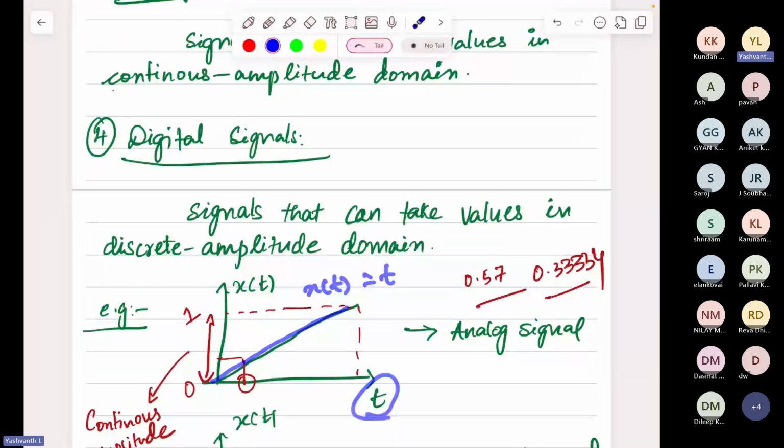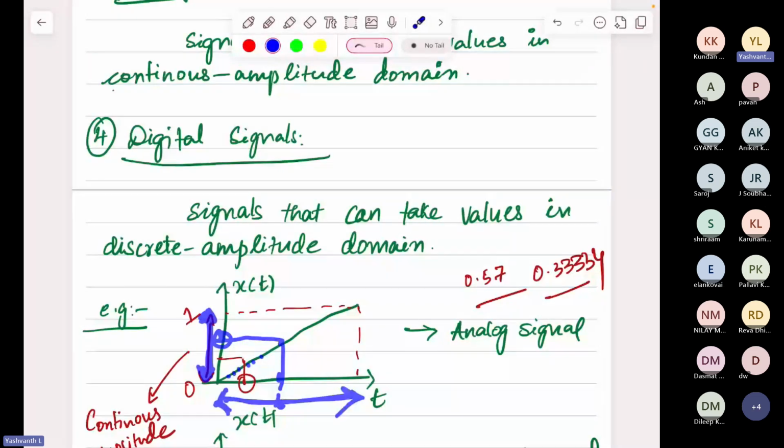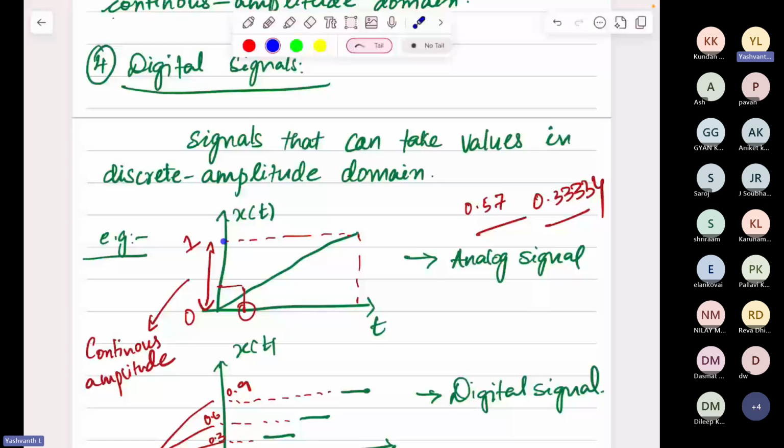Now you see here, for any t, if you take a particular value of t, the particular value of y is this. So the signal can take any continuous value between 0 and 1, when t is between some fixed interval here. This is basically a continuously varying amplitude. So this is an example of an analog signal, with continuous amplitude.